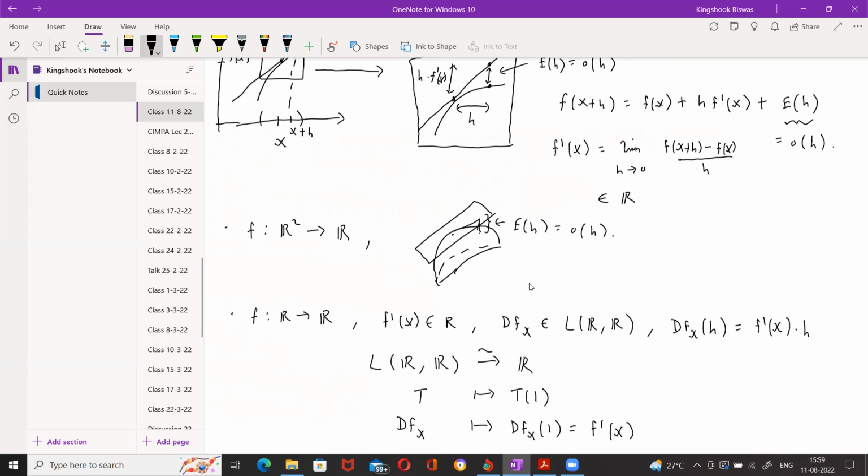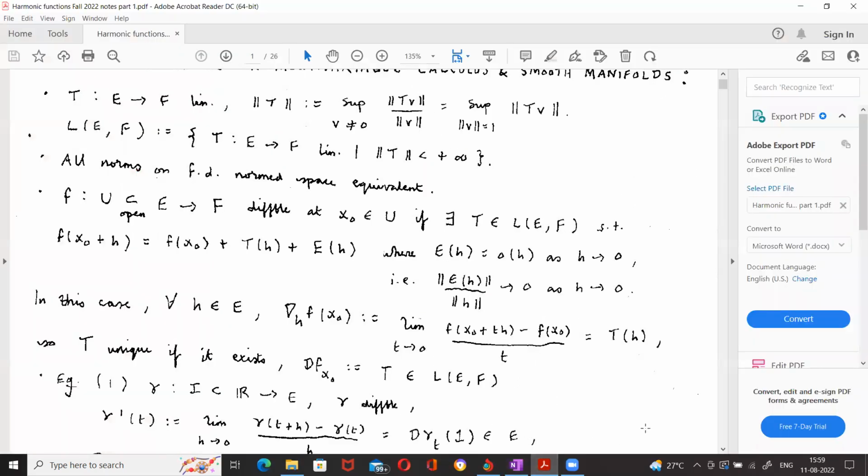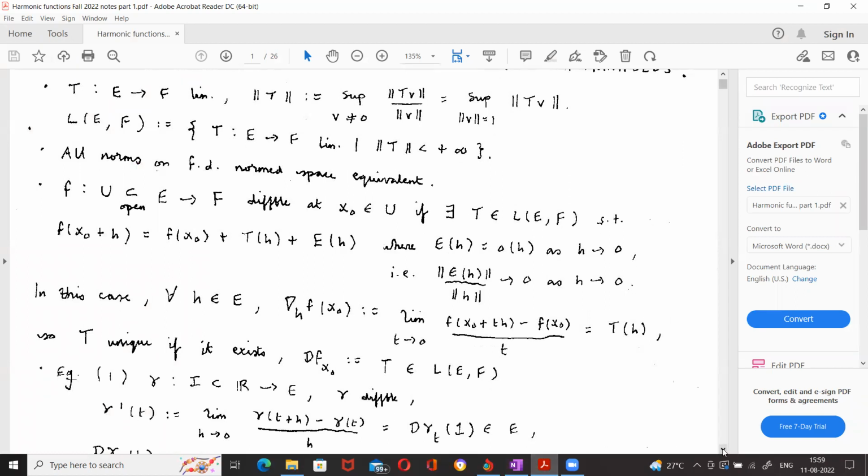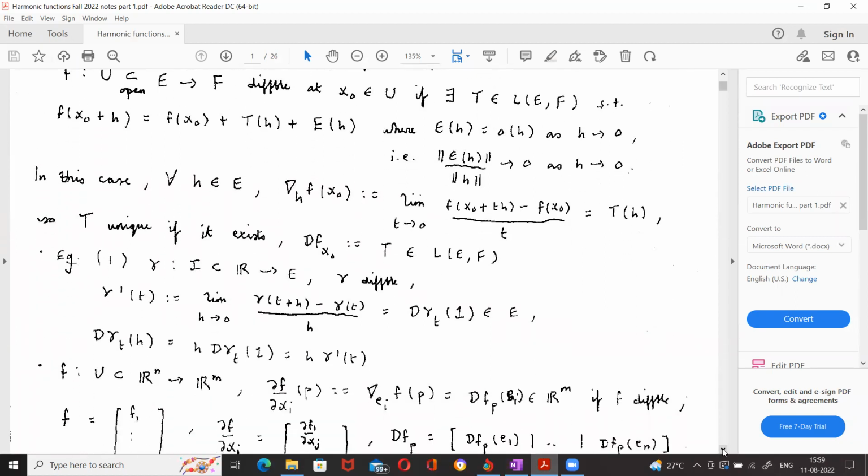Okay. So under this isomorphism from L(R,R) to R, the abstract derivative, the linear map dfx, is identified with the scalar, the real number f prime x. Okay, so that reconciles the two definitions of derivative. Okay, so let's quickly look at some examples.